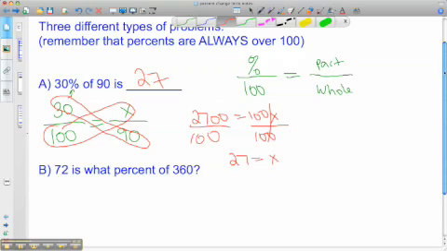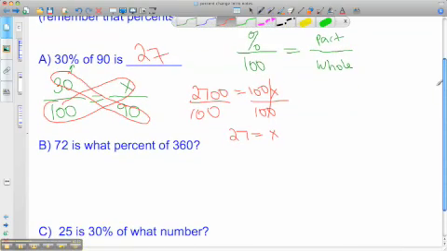The second type of problem is 72 is what percent of 360. So notice how the wording is different. This has 30% of 90 is what. I want to know what percent is 72 of 360. When I don't know the percent, because remember percent's always over 100, I put an x. And remember, it's the part over the whole. Well, 72 is a part of the whole of 360. So that's how you set up that proportion.